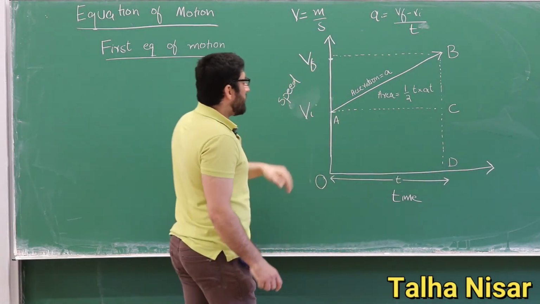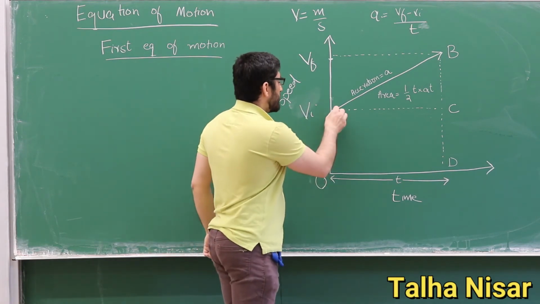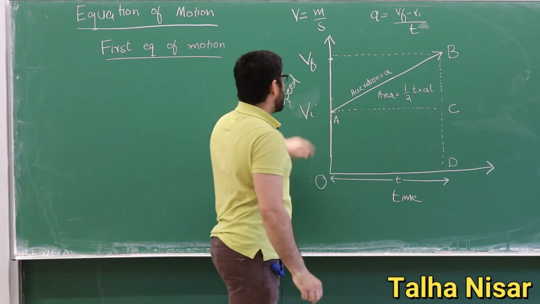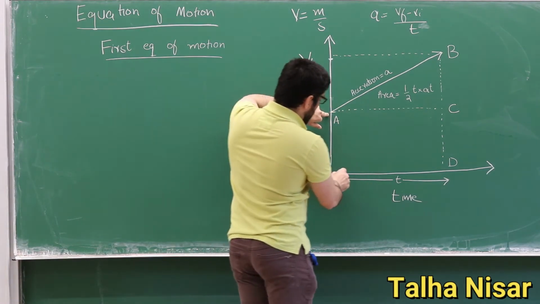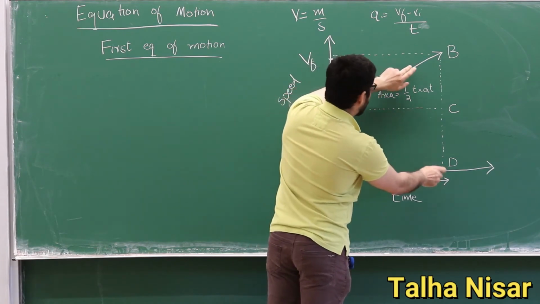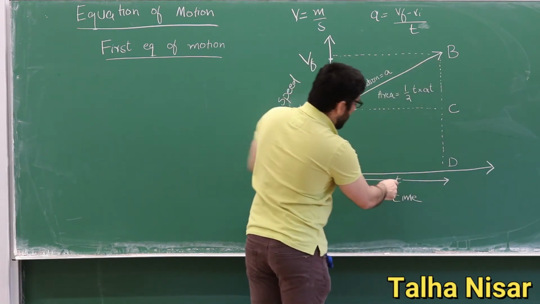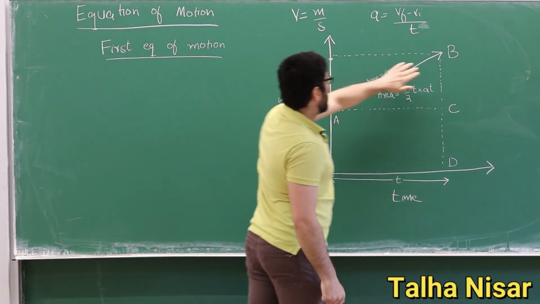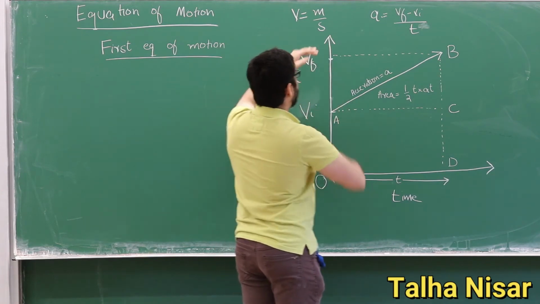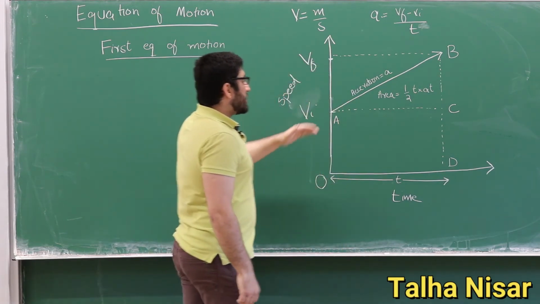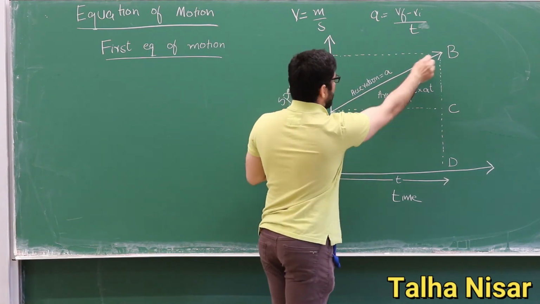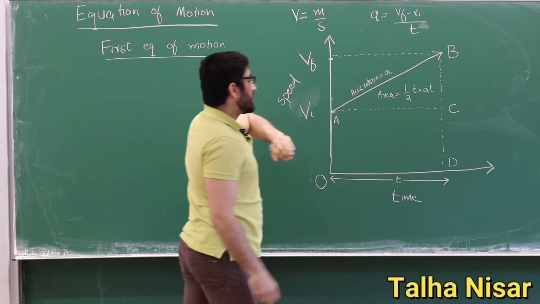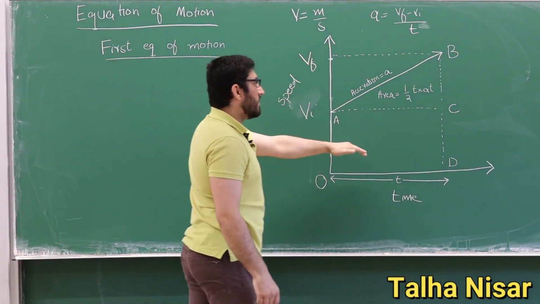And now we have a body here which has the initial velocity. We have a car, for example, which has the initial velocity here. With time, the velocity is increasing, and after time t, which is a variable, its velocity is vf, the final velocity. And the slope of this line here is the acceleration. So now you understand what this whole graph is about.